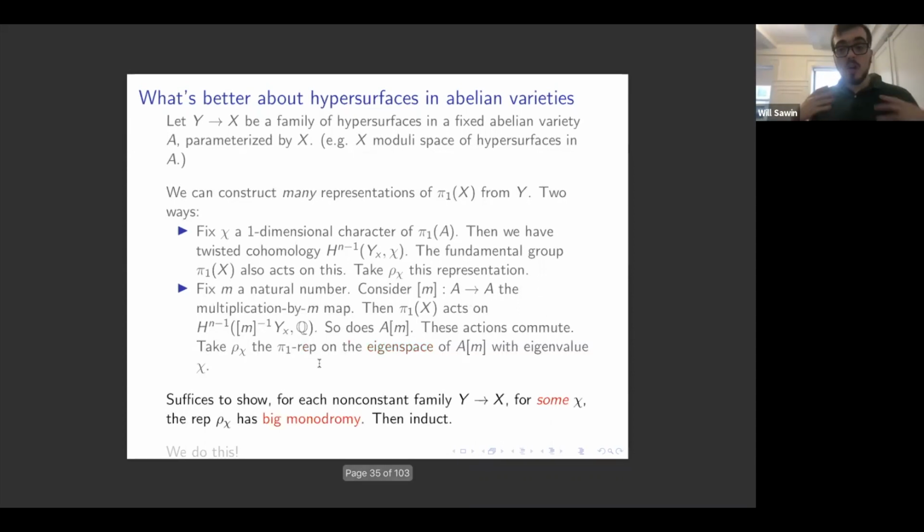So the really big advantage for us of having multiple characters chi is that to do the induction step, we only need to show that there exists some chi such that the representation rho chi has big monodromy. We don't need to take a particular chi and show it has big monodromy. We just need to show there's at least one. That additional freedom is helpful. That's sufficient for the induction, and that's exactly what we're going to do for an arbitrary non-constant family with some mild assumptions.